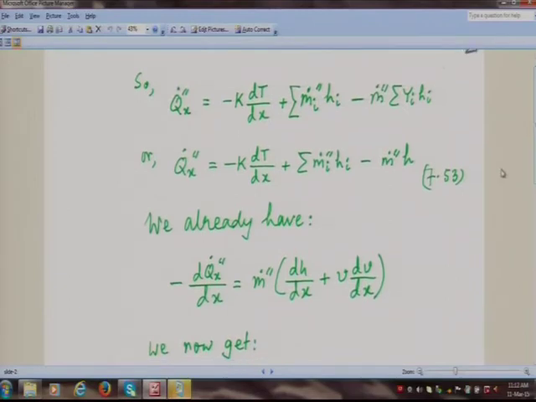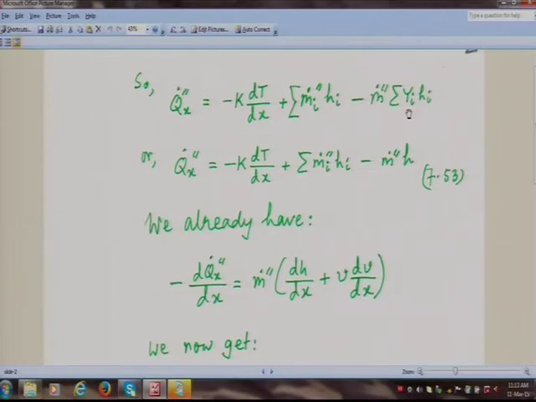All right. This is a slight bit of manipulation. So, q dot x double prime is minus k dT dx plus the diffusion mass flux into Hi summation. That is what we had written. Now, we have changed this in terms of m dot i double prime and m dot double prime into Yi.